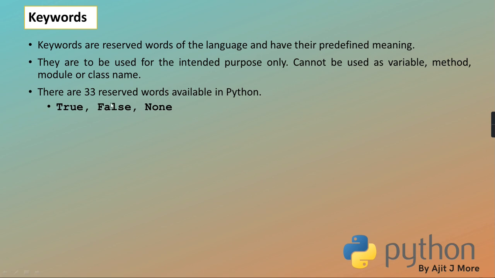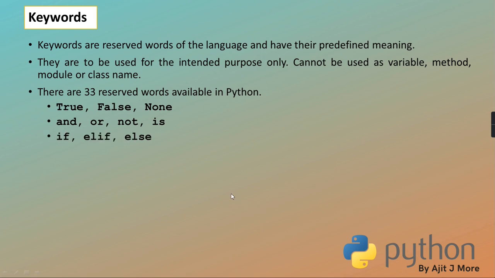Actually, these 2 are used to represent Boolean values, true and false. Boolean values have only 2 truth values, one is true and one is false. And None is used to represent nothing, which in C, C++ and Java we write with void; here they call it None. Then and, or, not we will be learning, don't worry.